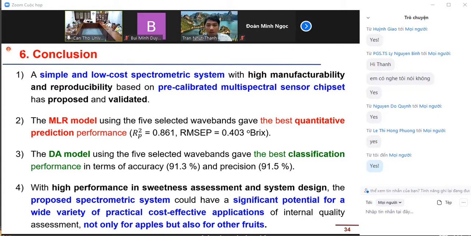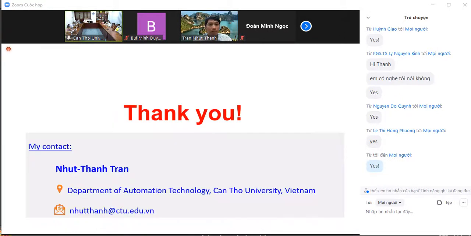With high performance in sweetness assessment and system design, the robust spectrometric system could have significant potential for a wide variety of practical, cost-effective applications, not only for apple but also for other fruit. Thank you.